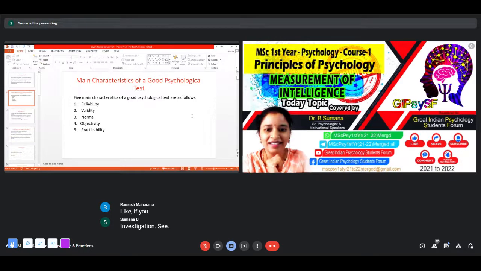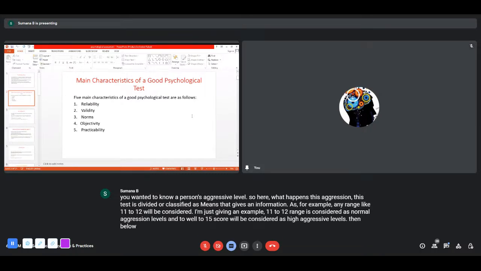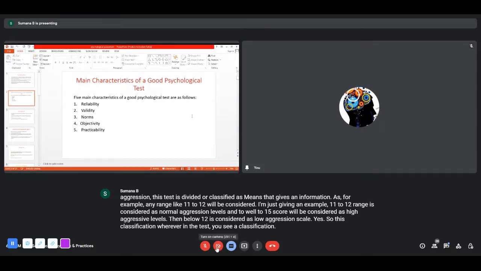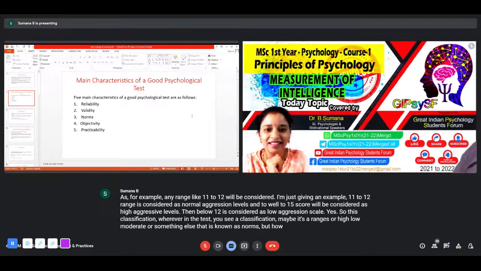See, if you give a test and 12 to 15 score will be considered as high aggression level, then below 12 is considered as low aggression scale. So this classification, wherever in a test you see a classification, maybe ranges or high, low, moderate, or something else, that is known as norms. But how do they develop these norms?